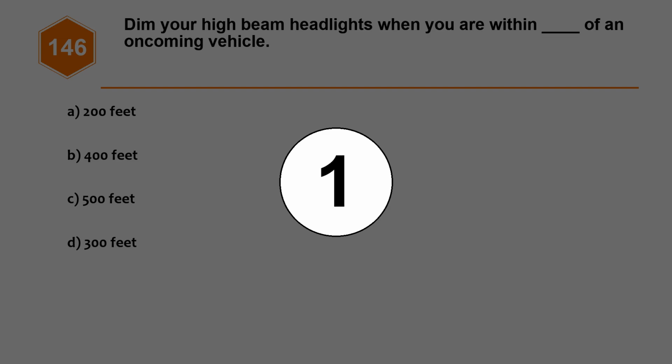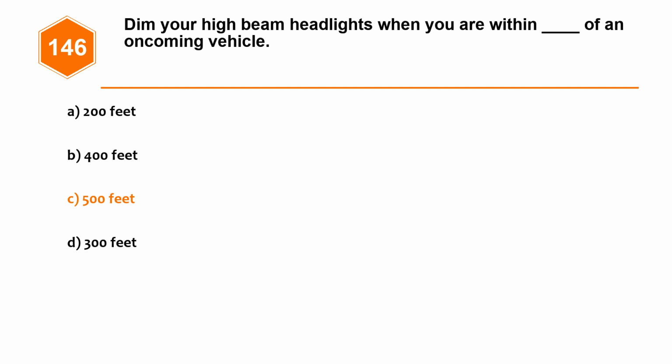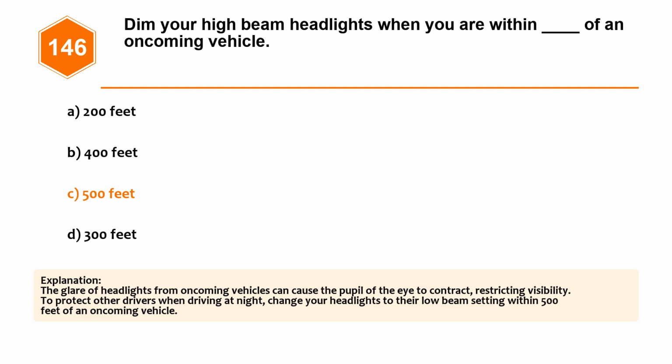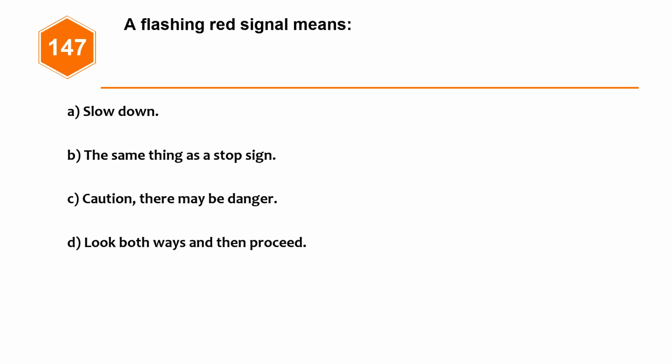The correct answer is option C. 500 feet. Explanation. The glare of headlights from oncoming vehicles can cause the pupil of the eye to contract, restricting visibility. To protect other drivers when driving at night, change your headlights to their low beam setting within 500 feet of an oncoming vehicle.